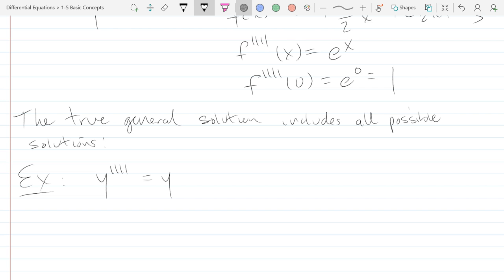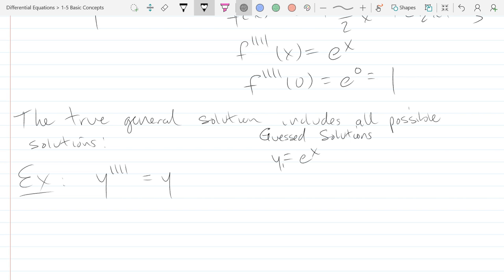So let's think of different solutions that will work for y. What's the first one? All right, guessed solutions. And there's going to be more than one, so let's go with y1 equals, all right, e to the x, derivative e to the x, e to the x, take more derivatives, e to the x. So that works.